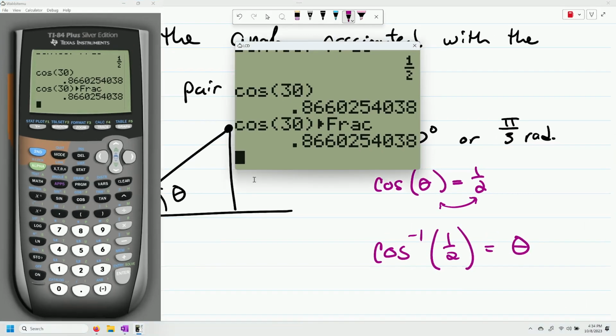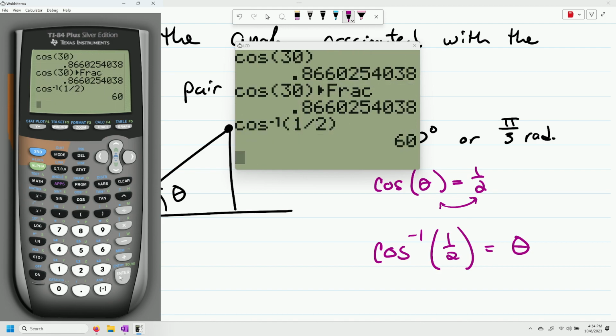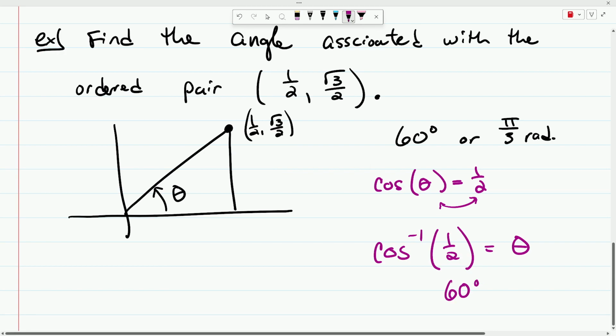Let's make sure we got the screen so you can see the screen. If I hit the inverse cosine of 1/2, it is going to say 60 degrees, which is exactly what we wanted. Also, let me write this down. So 60 degrees equals theta.